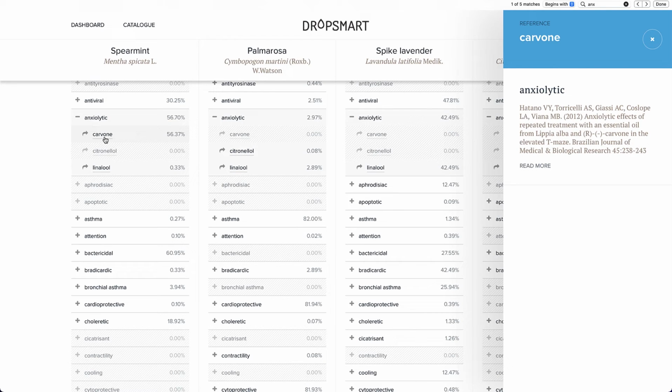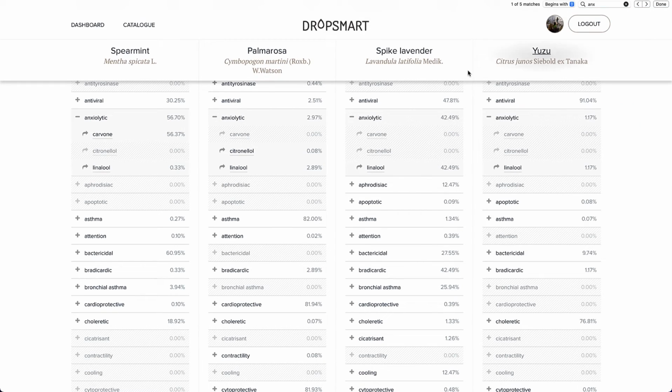What other essential oils we never thought of using for emotional states are available there for us? So I will copy this right now so that we don't forget that, and I'll show you in a second. And then yuzu, very little anxiolytic action as well.